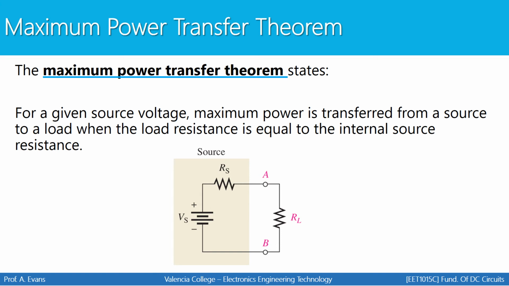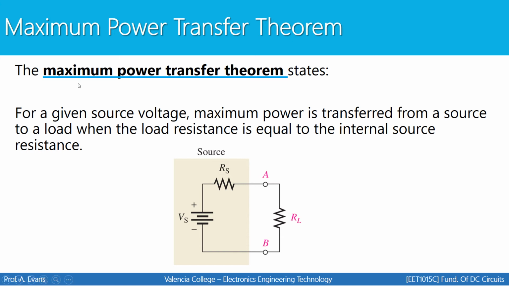So let's begin with the maximum power transfer theorem. This theorem states that for a given source voltage, the maximum amount of power that will be transferred from the source to the load will happen when the load resistance is equal to the internal resistance of the source.